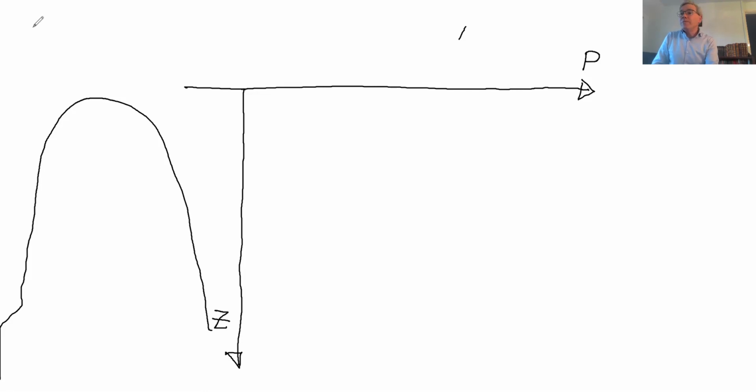But we also know how fluid pressure varies with depth. We can write the following equation: dP/dz is rho g. So rho is the density of the fluid. This can be oil, water, or gas. g is the acceleration due to gravity. P is pressure. Z is depth. So pressure increases with depth.